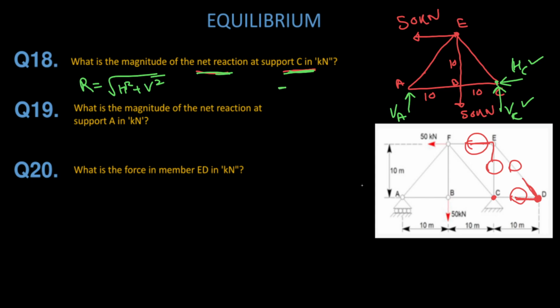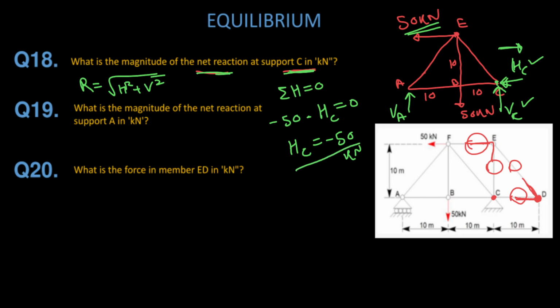For the horizontal, I'm writing the equation net horizontal force is equal to 0. This is the 50 kilonewton in the negative axis, so minus 50. Then here is also negative, minus HC, is equal to 0. In that case, I'm getting HC is equal to minus 50 kilonewton. I'm getting a negative answer, so the HC direction assumed is wrong. The actual direction is the other way, not like this. So HC is 50 kilonewton in the rightward direction.